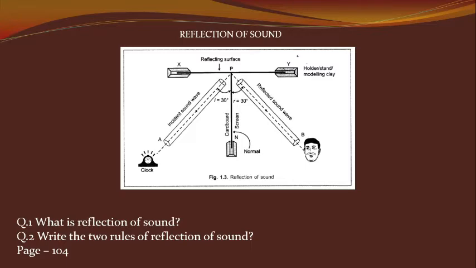Okay, chapter question number 1, what is reflection of sound? The answer is the bouncing back of sound waves is known as reflection of sound. That is in your text. And question number 2, write the two rules of reflection of sound. Two rules of reflection of sound that we have just said. Angle of incidence is equal to angle of reflection, and the incident ray, reflected ray, and normal at the point of incidence all lie in the same plane.